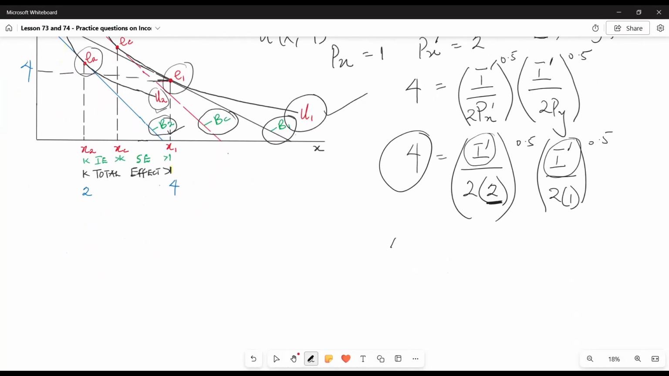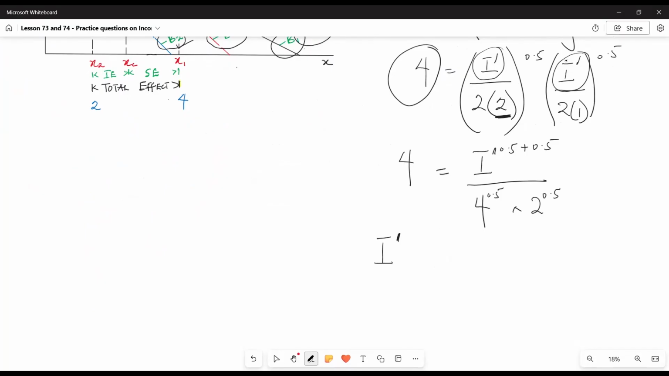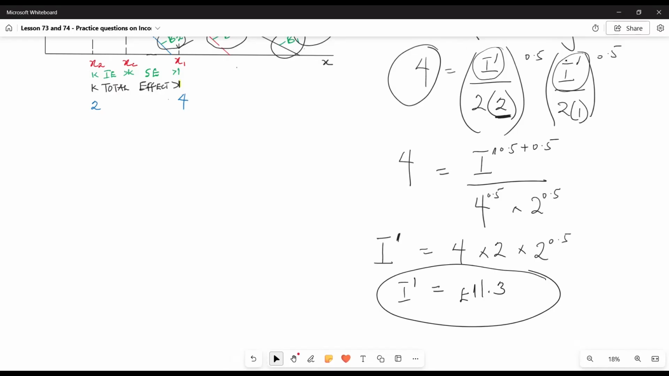We simply solve this as 4 equal to (I prime over 4) raised to the power 0.5 times (I prime over 2) raised to the power 0.5. This is going to give us I prime being equal to 4 times 2 times 2 raised to the power 0.5, which is equal to a new income of 11.3 pounds. This means that the consumer will need an income of 11.3 pounds to be able to attain their original level of utility after the price change.